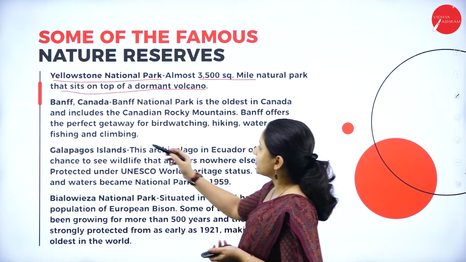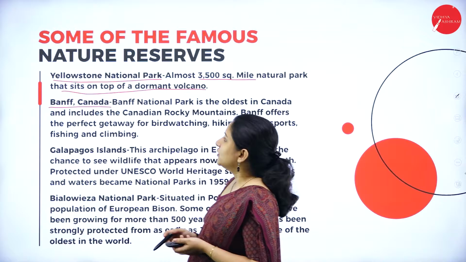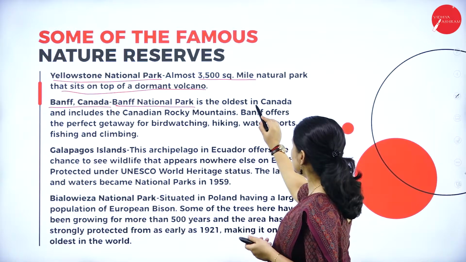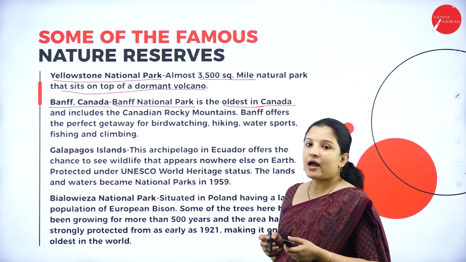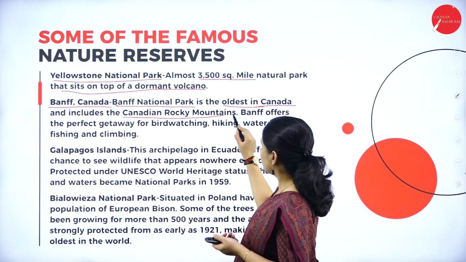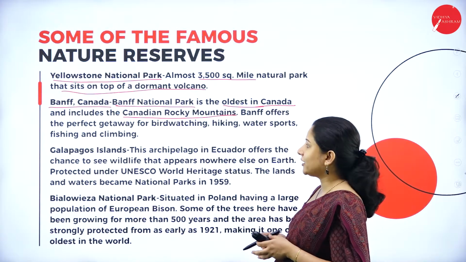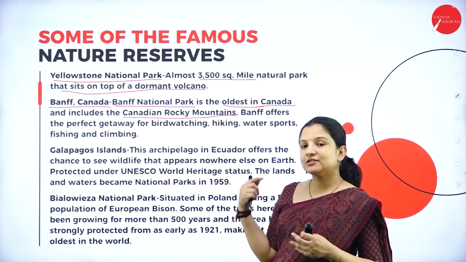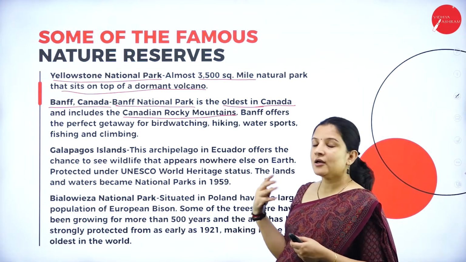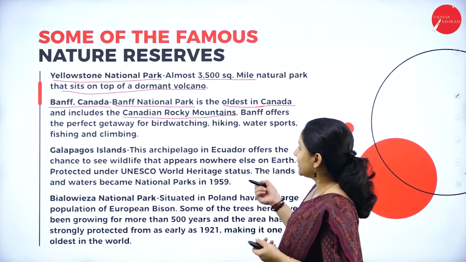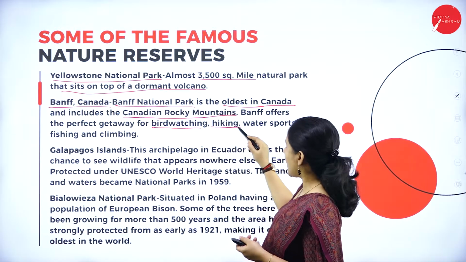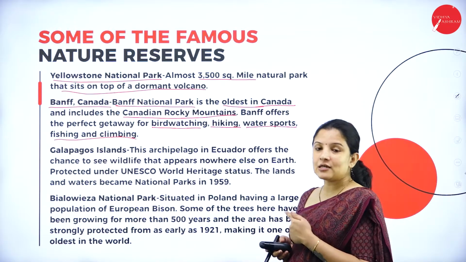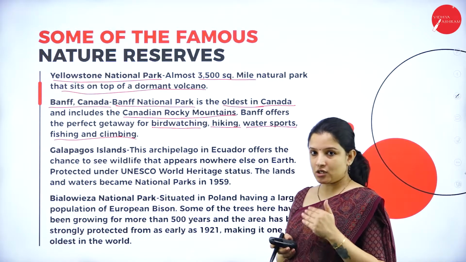The next important nature reserve is Banff, in Canada. Banff National Park is the oldest national park in Canada, and it includes the Canadian Rocky Mountains. Banff National Park offers a good recreational site for the people. So this is a partial nature reserve. Why? Because here people are allowed to visit, wherein they can go bird watching, hiking, water sports, fishing and climbing, all of that is allowed. Therefore this is the best example of a partial nature reserve.